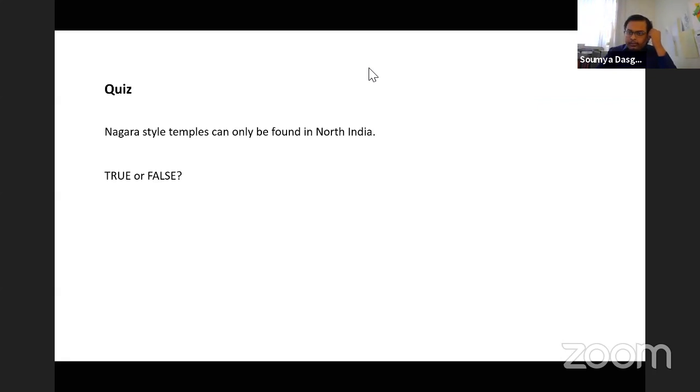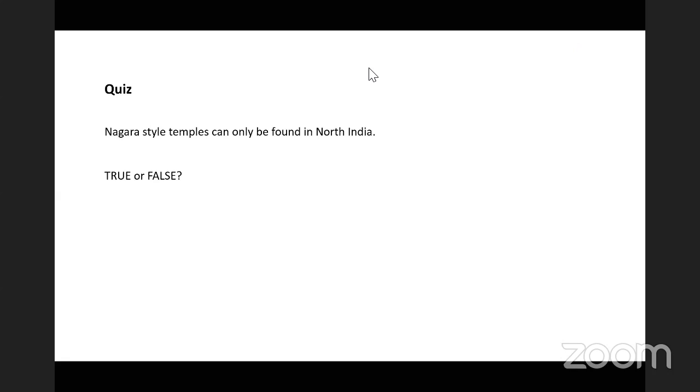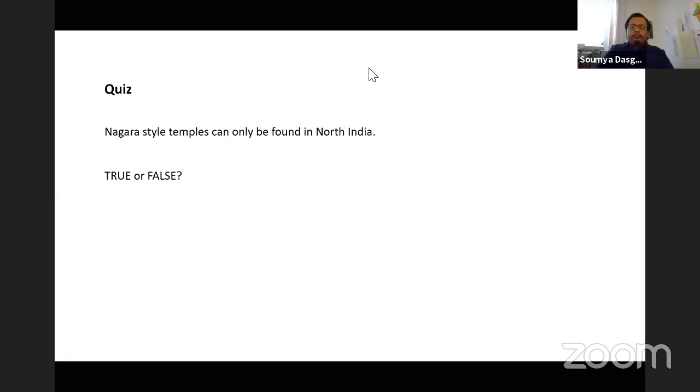Hello, guys. Are we all here? Yeah, everyone has responded. It is false, because we saw an example in Pattadakal where we found a Nagara style temple in South India. Right.